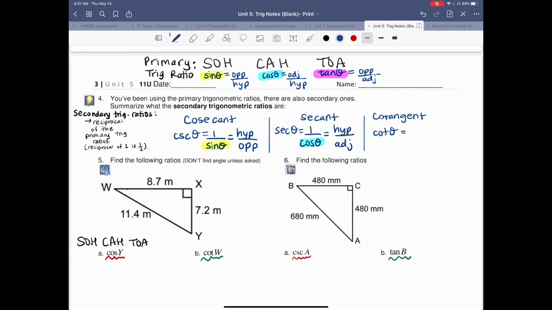And lastly, for cotangent theta, I have cotangent theta, which is equal to, as you might guess, 1 over tan theta, which is equal to, instead of opposite over adjacent, you'll have adjacent over opposite. This is how I usually remember it. Okay, so then cotangent is the reciprocal of tan theta, and they both consist of the letter T.